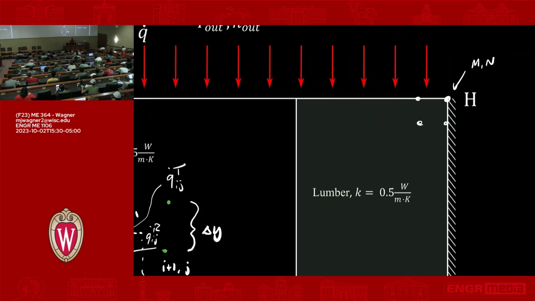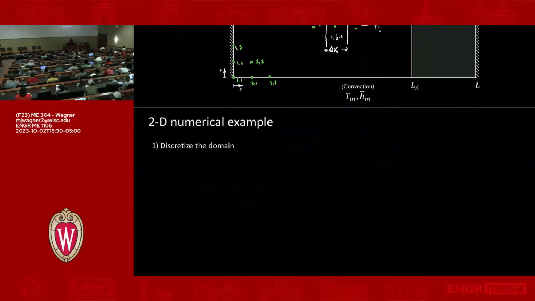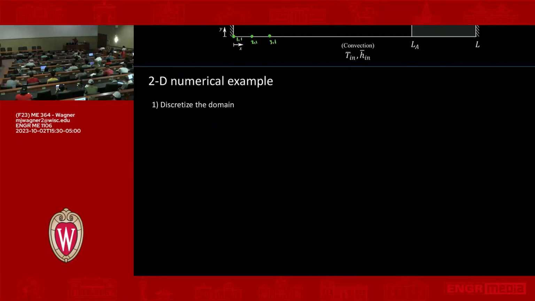So we have now this domain that's been discretized. We need to then do an energy balance on the node. Let me just clean up what I mean in terms of discretization. We've done this already, but I'll write it out real quick.